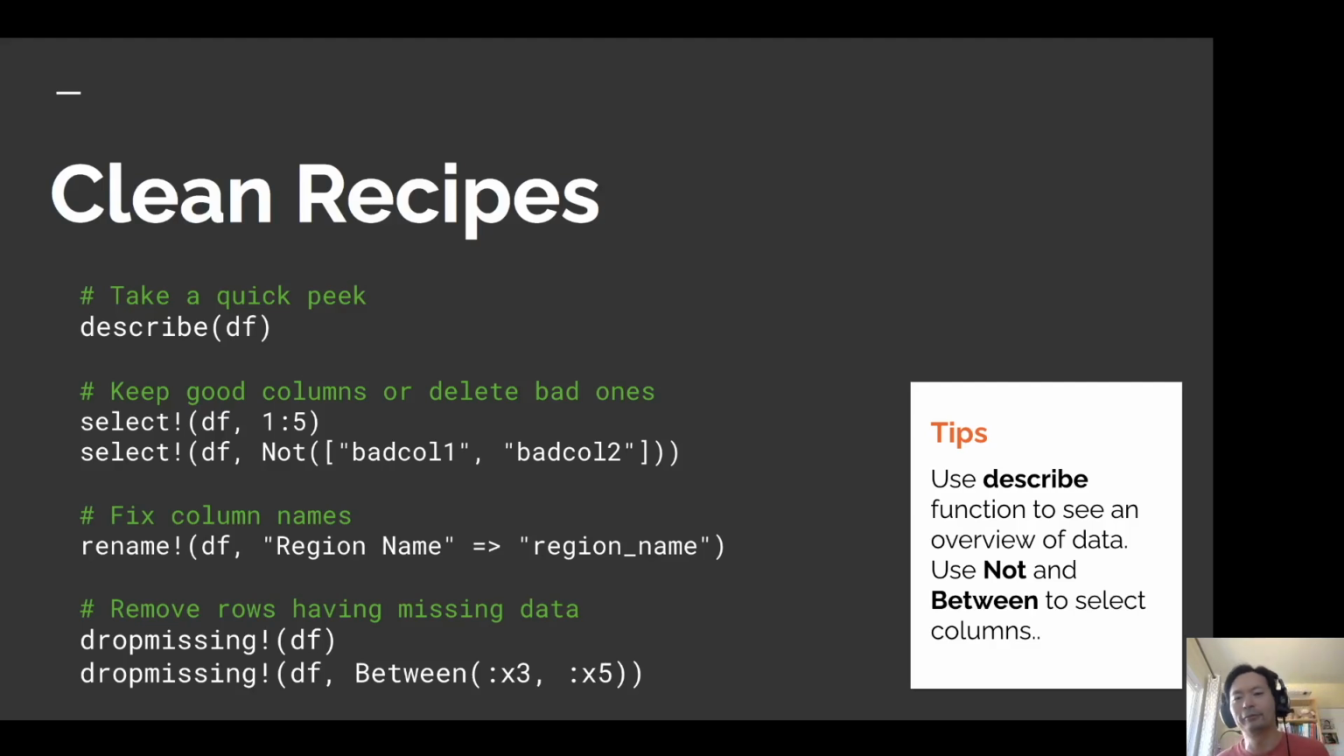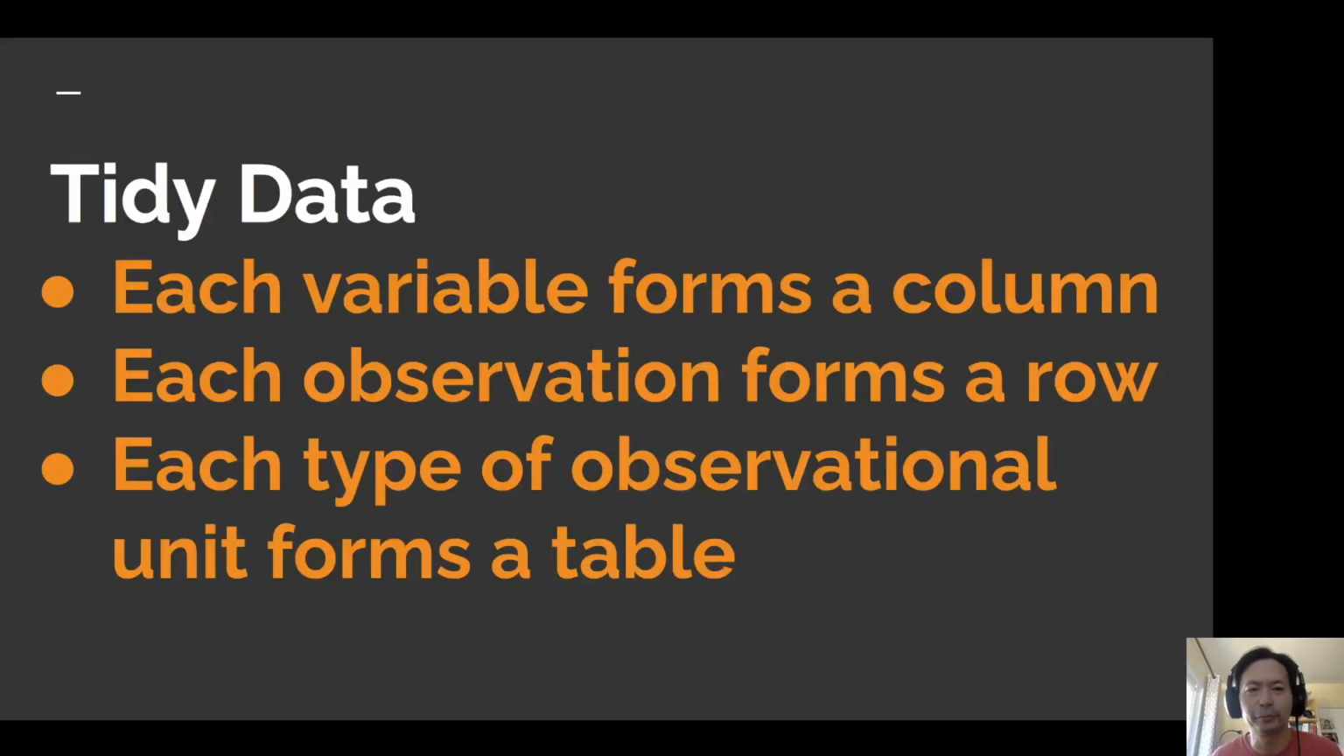In terms of removing rows with missing data, the dropmissing bang function will come in handy, because you may want to just get rid of those rows that might have a missing value in those specific columns. So this slide, of course, doesn't have everything that you need, but I just want to give you a quick overview of what kind of cleaning you might be able to do with some very simple functions that DataFrames gives you.